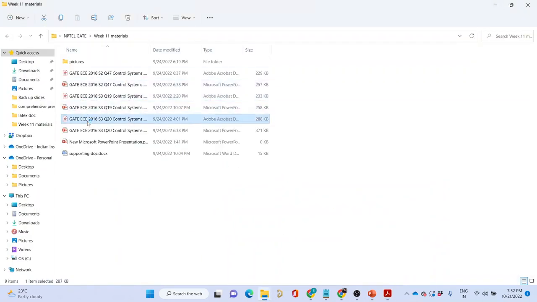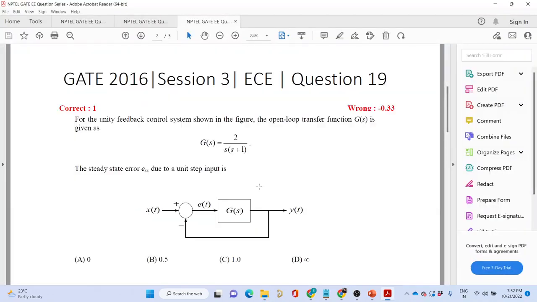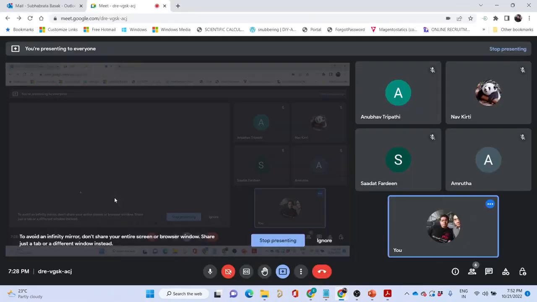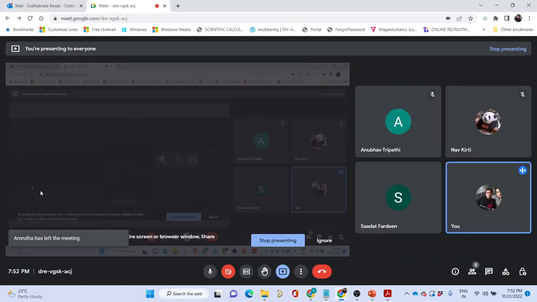So the next sum. Yes, Shahadat, tell me. Yeah, I have plotted the magnitude of the impedance versus omega. Yes. So how are you getting it?